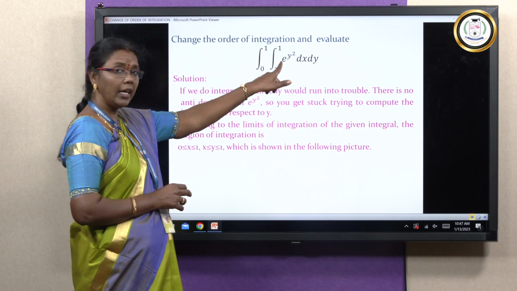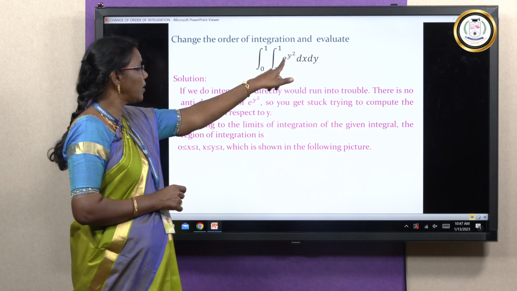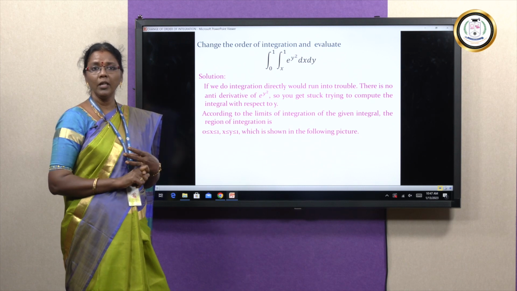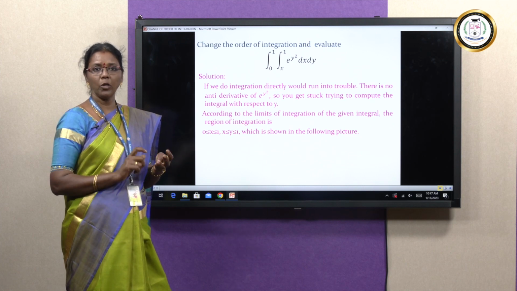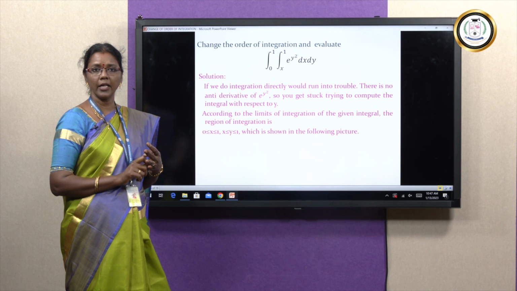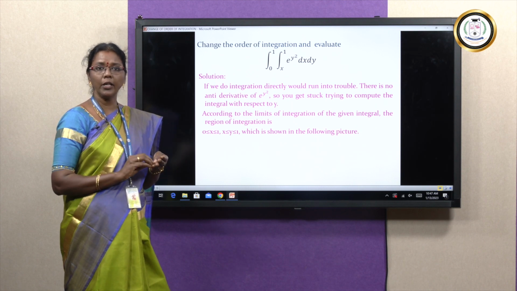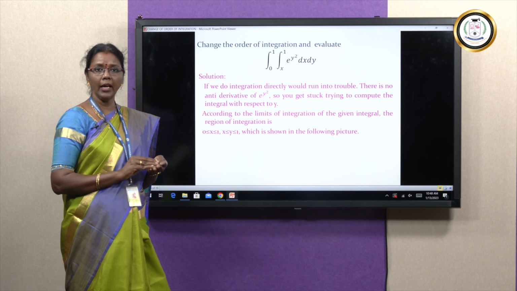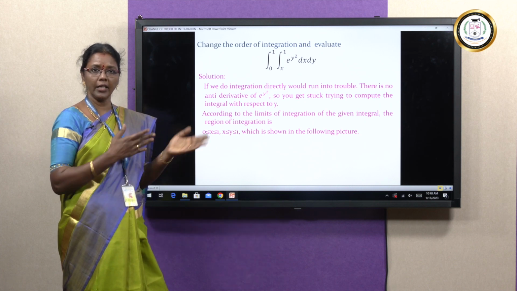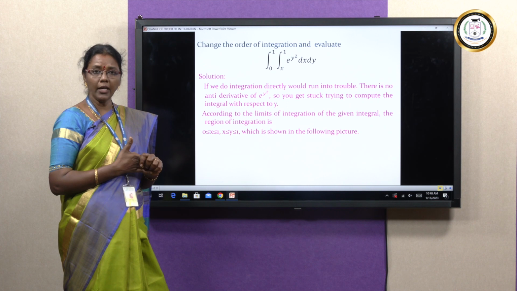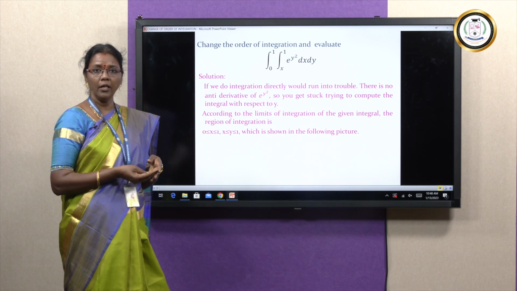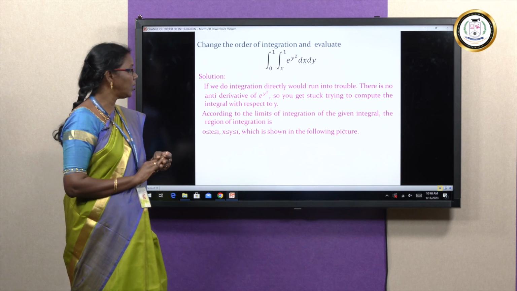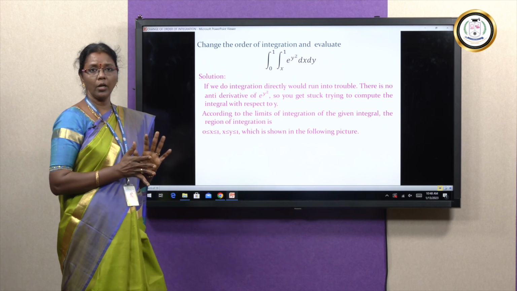You have to check the given function. See, the given function has e power y squared. We don't have any formula for e power y squared. The integral formula for e power y squared does not exist. Okay. So, we are going to change the order. If it is e power y, we can integrate easily with the given question itself. But for e power y squared, there is no integral formula. So, what we are going to do is, we are going to change the order.